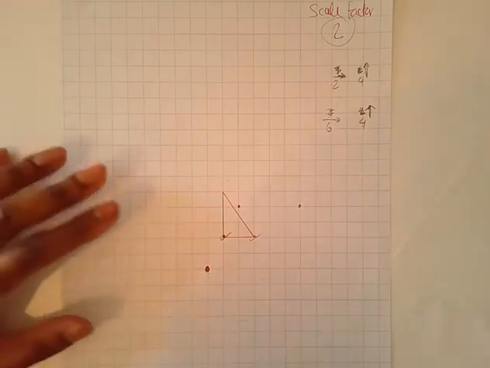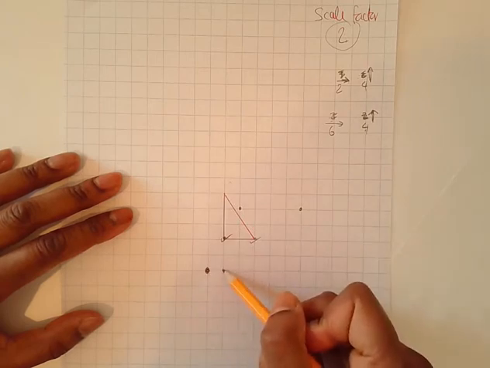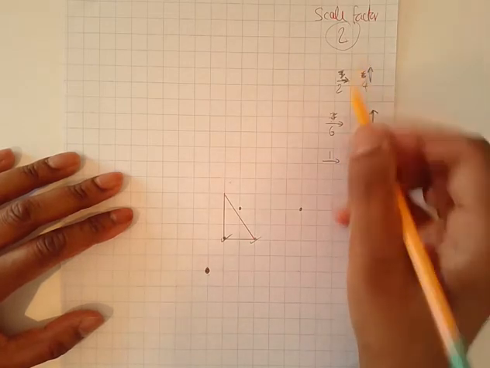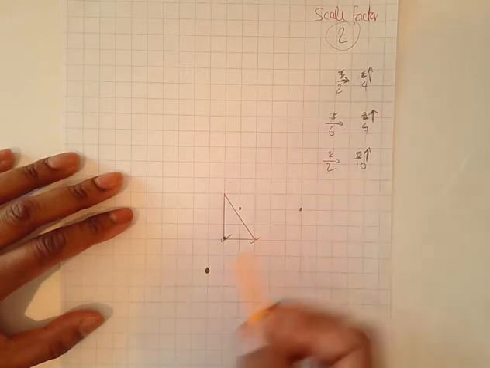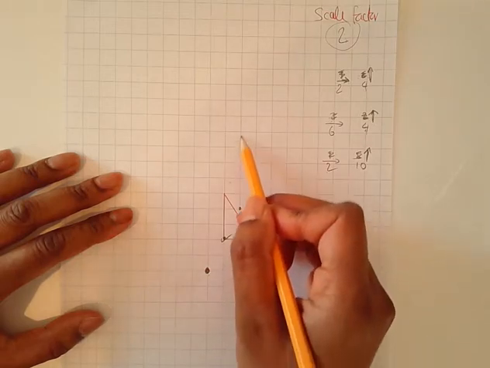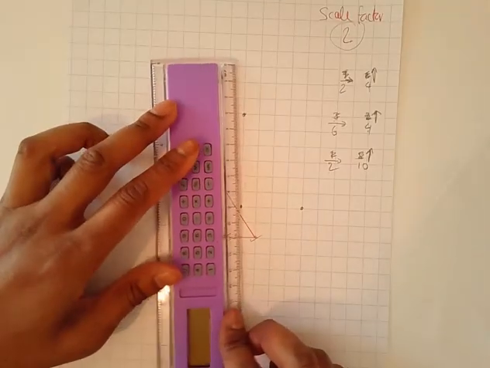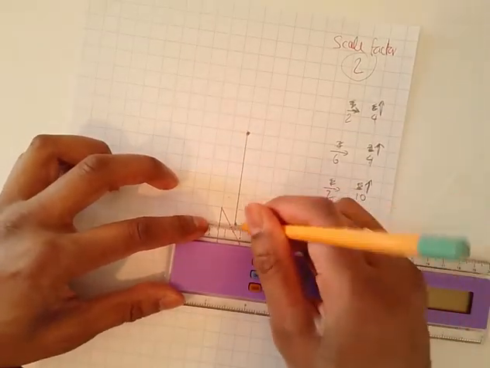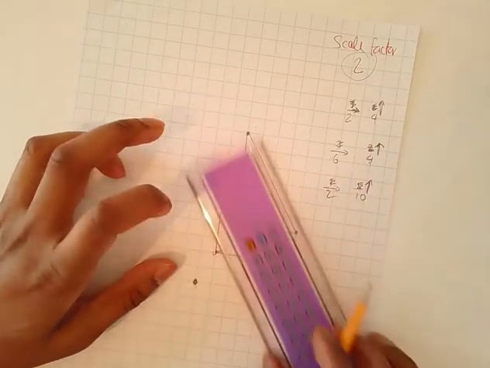There's only one left. I'm going to count from here to here. That's 1 square to the right and 5 squares up. Times that by 2. So that's going to be 2 squares to the right, 10 squares up. 1, 2, 3, 4, 5, 6, 7, 8, 9, 10, right there. All I have to do now is join these dots. Each of the sides should be twice as big.